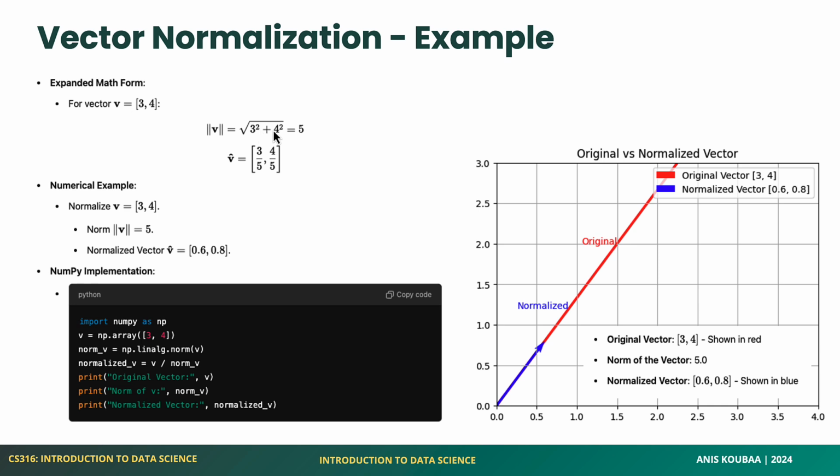Square root of the sum of the squares equal to 5. Divide 3 by 5, 4 by 5, and now I have a normalized vector, 0.6, 0.8. Values between 0 and 1. And this is excellent because it will make a huge advantage for the numerical stability. When you multiply values between 0 and 1, you're not going to have exploding values.